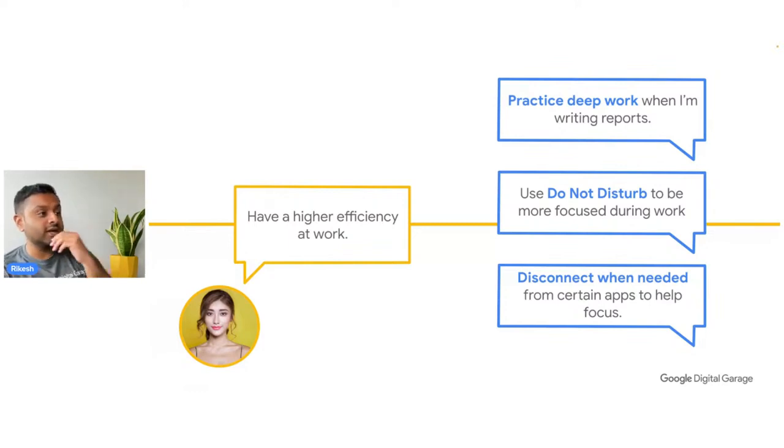You can see some other tips this person has, as an example, to get higher efficiency at work: they're going to be using Do Not Disturb to be more focused during work times. Do Not Disturb will include cutting down on the amount of notifications they get, especially unnecessary ones, and also disconnecting when needed from certain apps to help them focus.